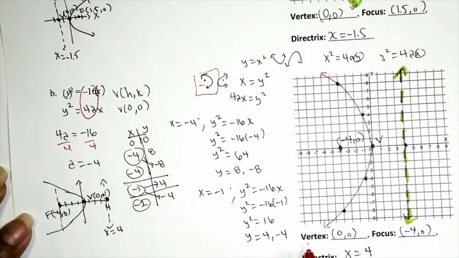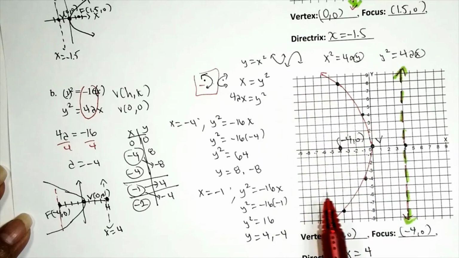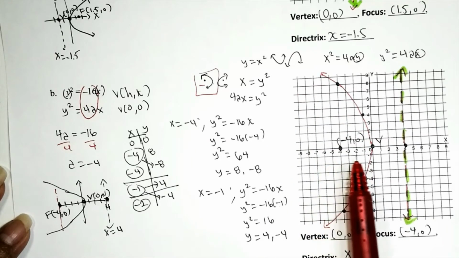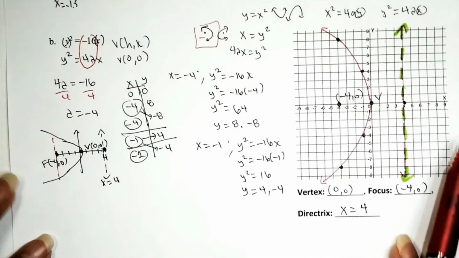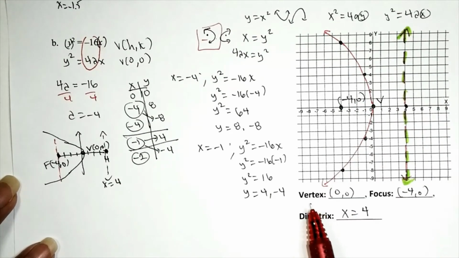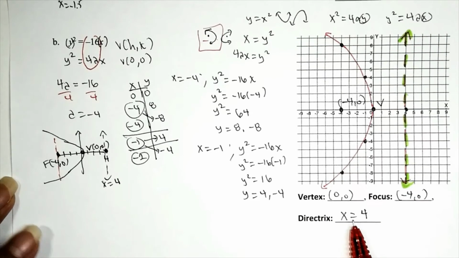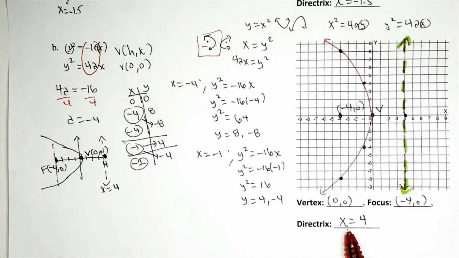This requires my total concentration. Okay, so we graphed it. We have 5 points. We located the focus, the vertex, and the directrix. We gave the directions. We gave the coordinates of the vertex, focus, and equation of the directrix. That's it. We're on our way to earn our A.